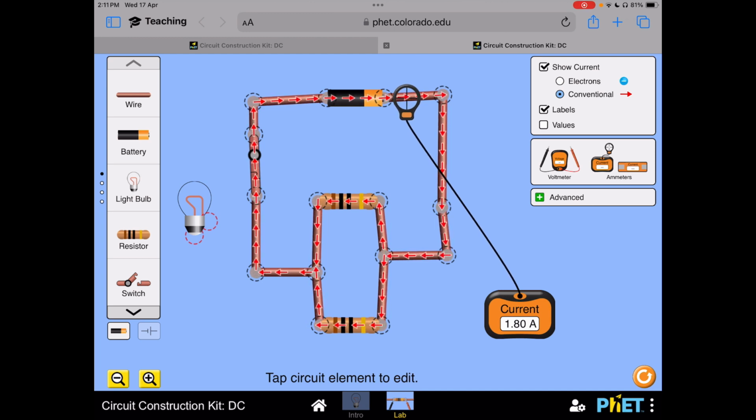The effective resistance is actually higher, right? Sorry, the effective resistance must be lower for the current to be higher. Make sense, right? Lower resistance, more current can flow. So take note, now it's 1.8. What happens when I go to the first branch? It actually becomes 0.9 for the first branch.